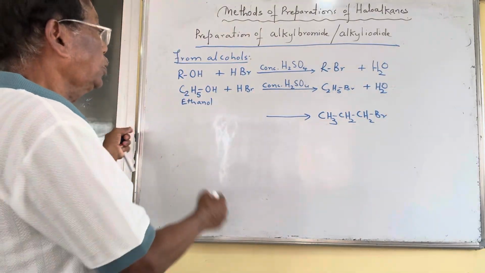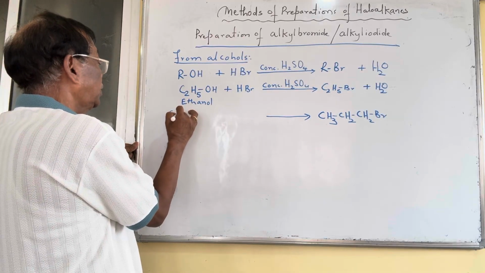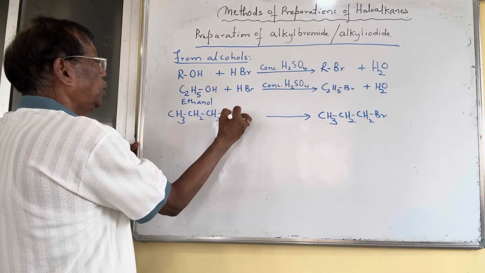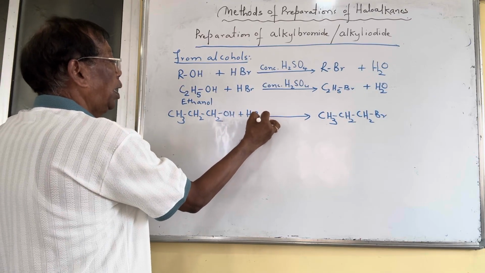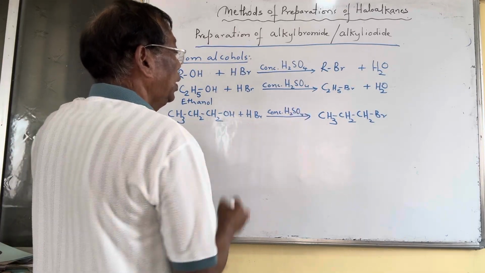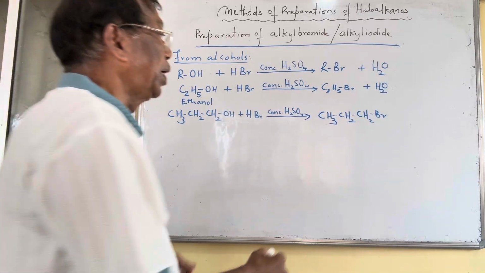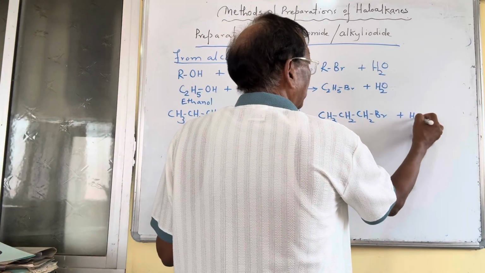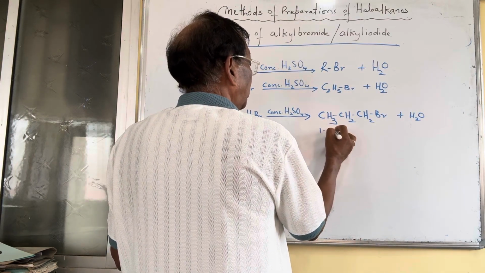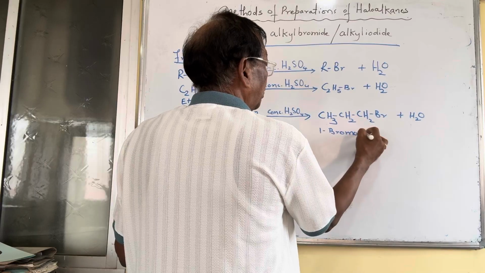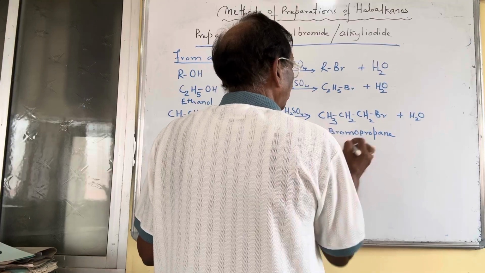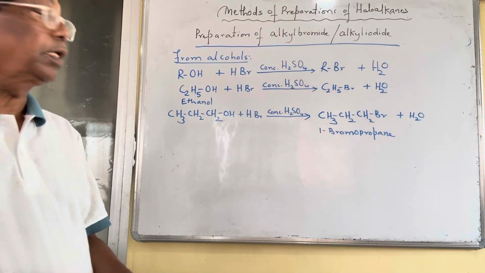Now accordingly, what should be the alcohol? The alcohol will be CH3CH2CH2OH plus HBr, in presence of concentrated sulfuric acid. You will get N-propyl bromide plus water. The name of this will be 1-bromopropane. Nomenclature you have already learned in my last video. So remember this is how you can get alkyl bromide.